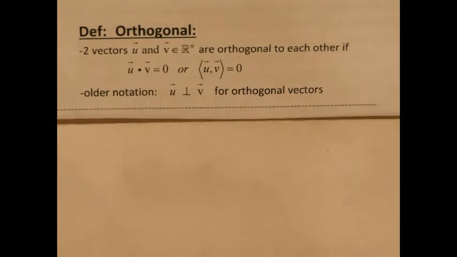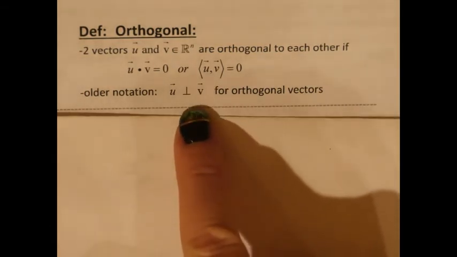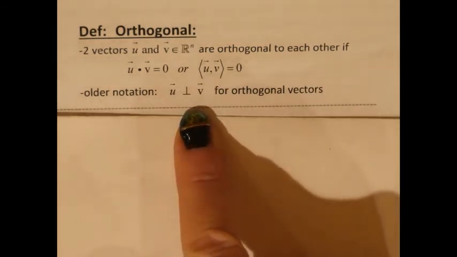Definition of orthogonal: two vectors u and v belonging to R^n are orthogonal to each other if u dot v equals 0, or the inner product of u and v equals 0. The older notation uses the perpendicular symbol for orthogonal vectors.